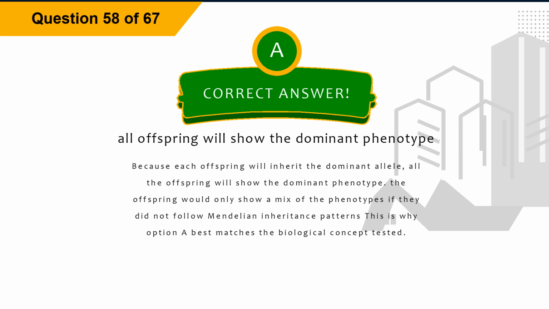Because each offspring will inherit the dominant allele, all the offspring will show the dominant phenotype. The offspring would only show a mix of the phenotypes if they did not follow Mendelian inheritance patterns. This is why option A best matches the biological concept tested.